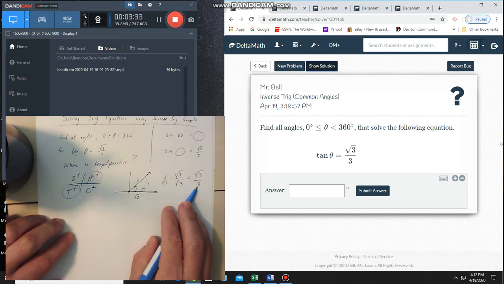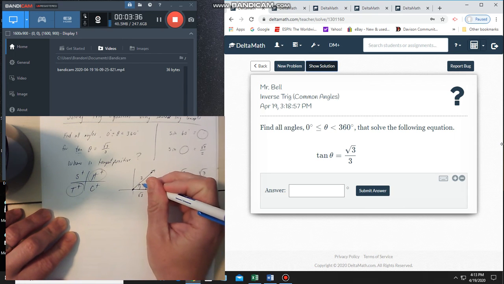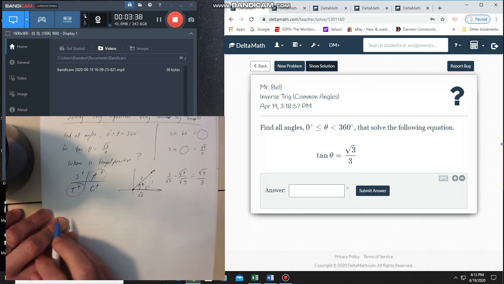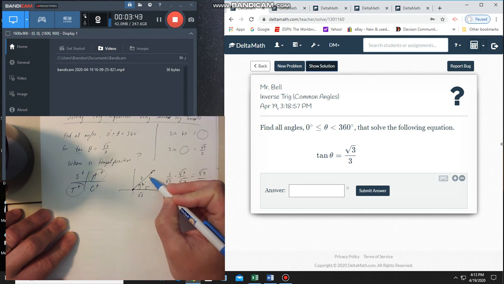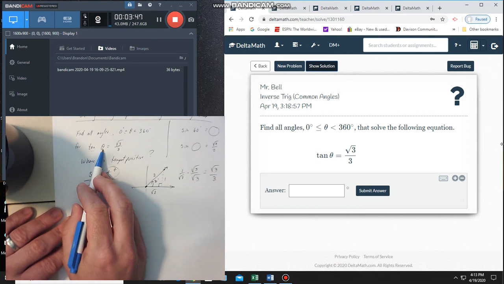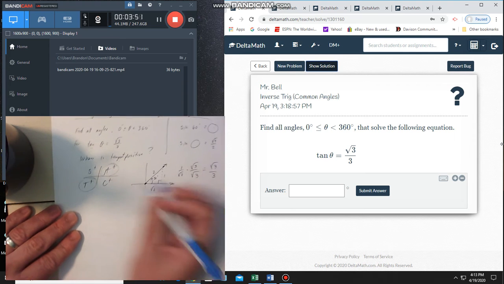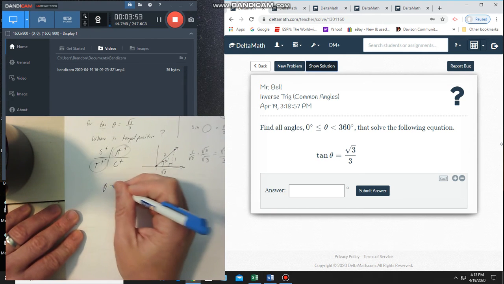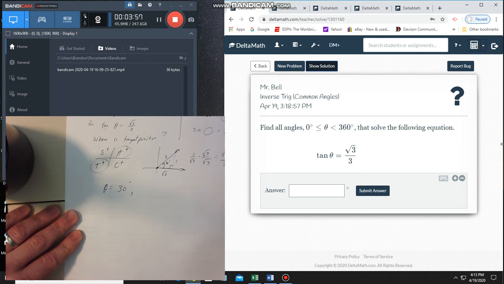All right, so what angle must be across from 1? It's got to be 30 degrees. Okay, that's something we can always count on. Opposite 1 is 30, opposite square root of 3 is always going to be 60. All right, so there's one of our answers. They actually want us to keep it in degrees. We don't have to convert this to radians this time. So we're going to say theta is 30 degrees. But there's a second angle.